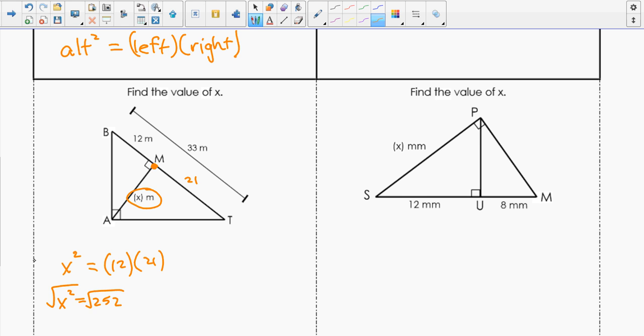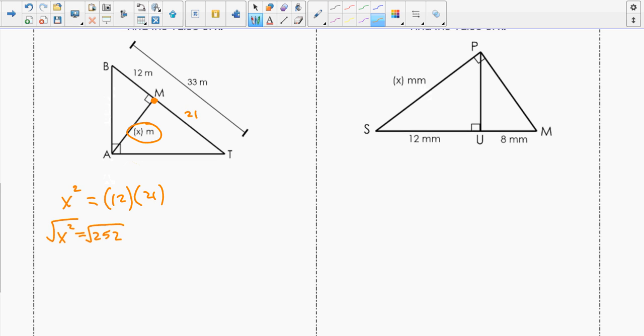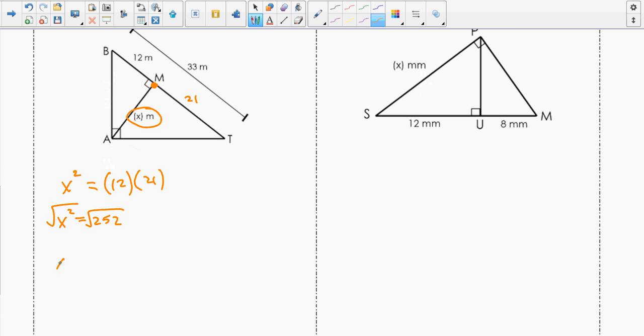Take the square root of that, and because I am solving for x and not a side length, I do need to simplify this. So 252, you can go through and try to find your perfect squares. The largest perfect square is 36 times 7. This is my perfect square, so my answer is, the square root of 36 is 6, so 6 square root of 7. And that's my answer.